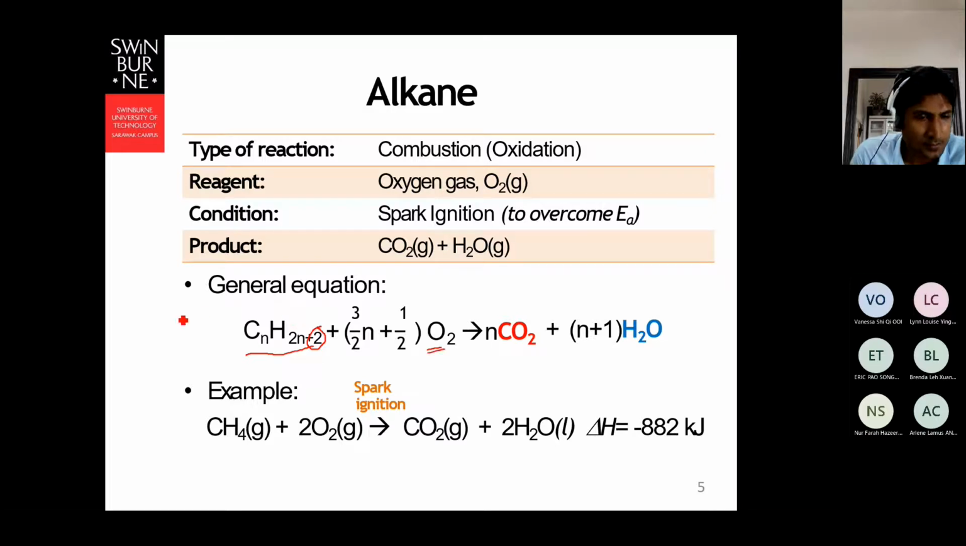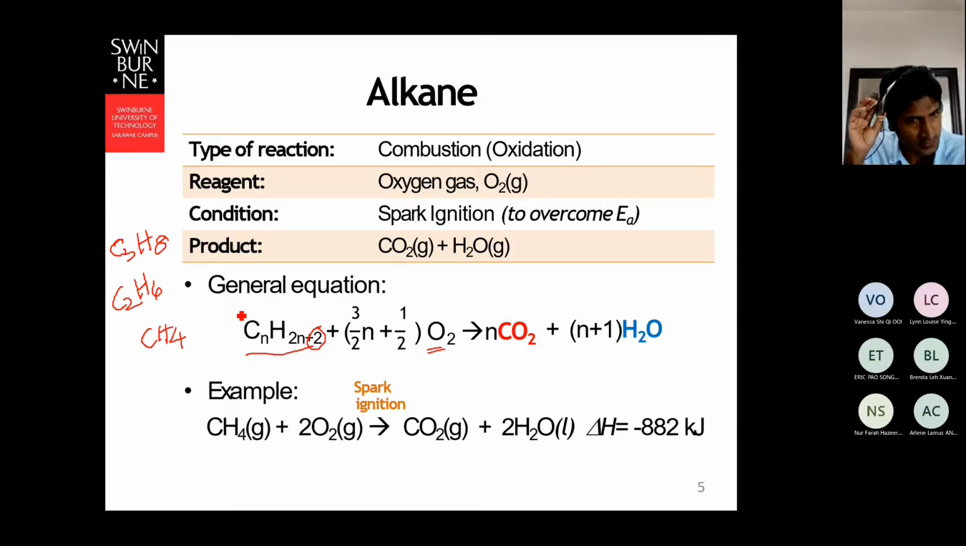But the good thing is there can be different types of alkanes. CH4 is an alkane. C2H6 is an alkane as well. Then C3H8, it is an alkane. In this way, we can make different alkanes. The chain we can increase. So the number of oxygen will also change, depending on which alkane we are doing the reaction with.